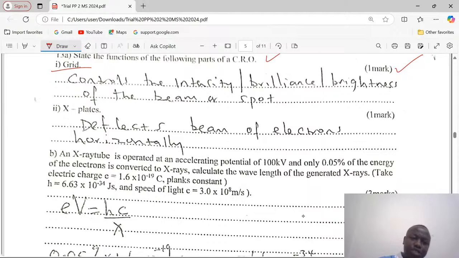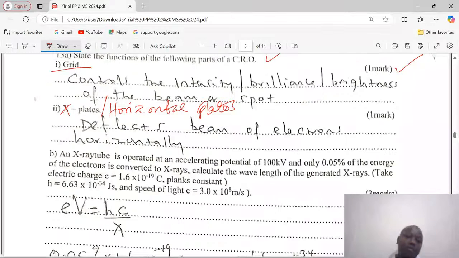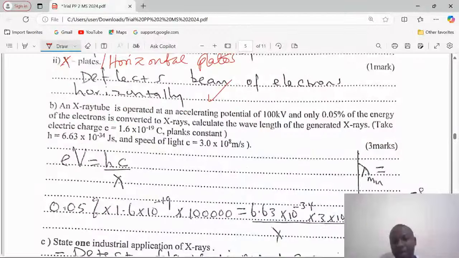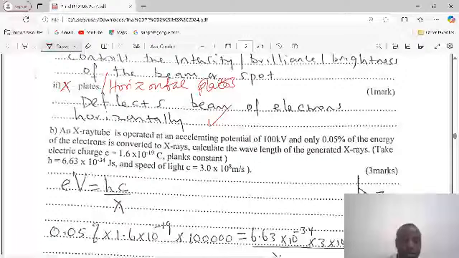Then we go to the X plates. These are also called the horizontal plates. Their work is to deflect the beam of electrons horizontally.